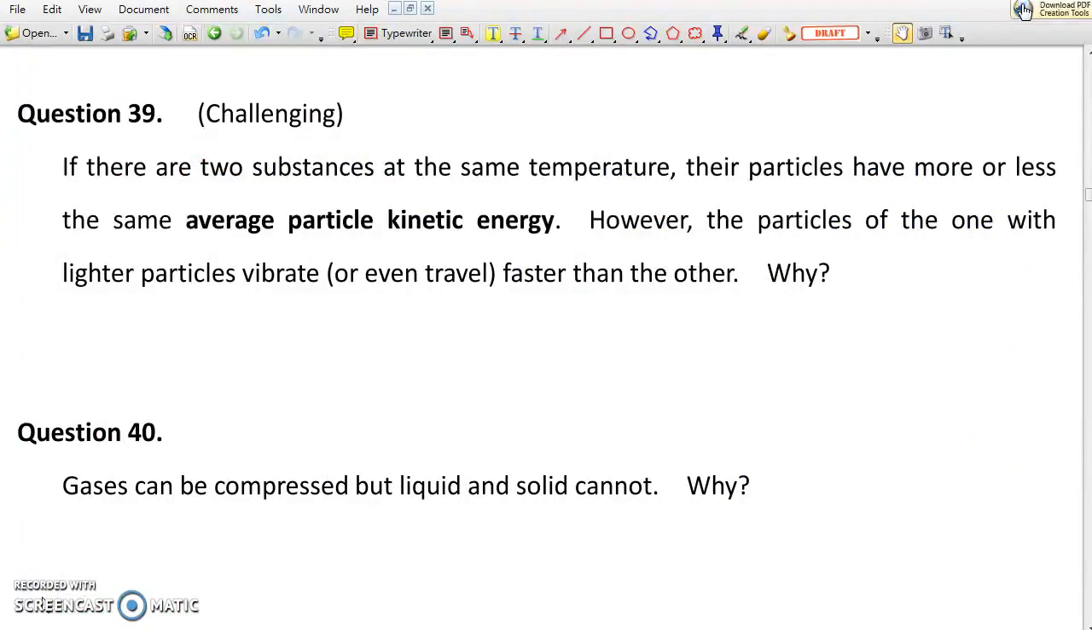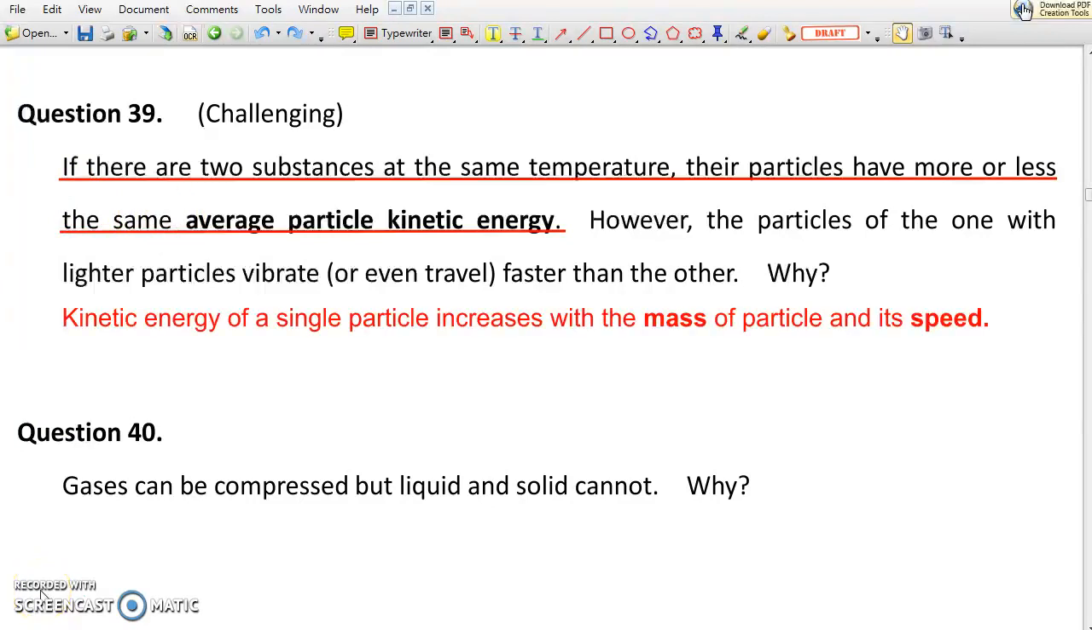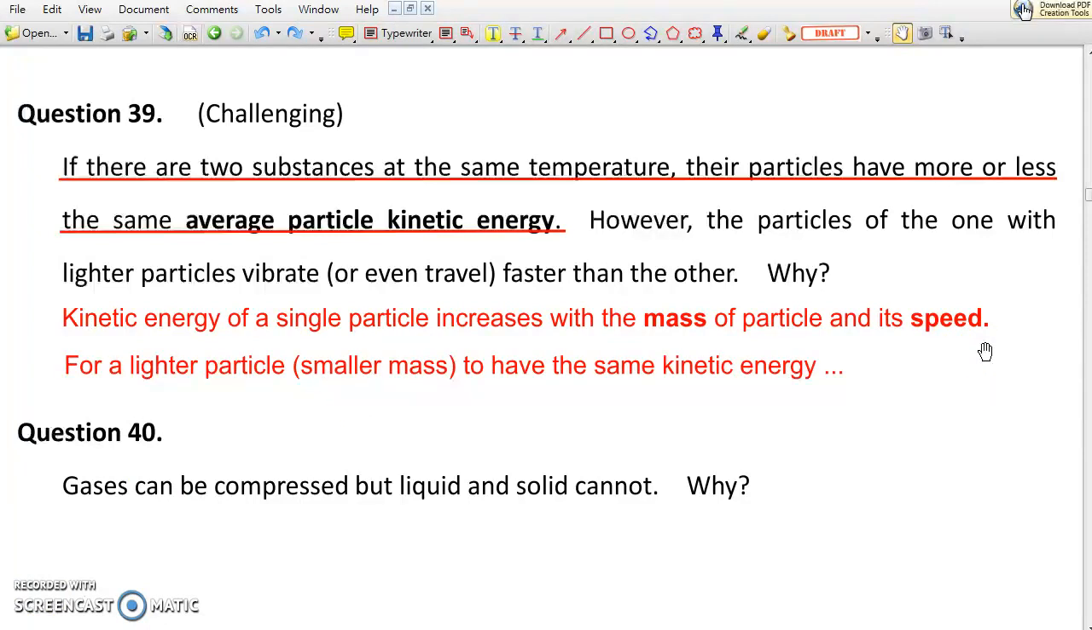Let's take a look at question 39, which is a bit challenging. First, note that when two objects have the same temperature, their particles have more or less the same average particle kinetic energy. And what does kinetic energy of a single particle depend on? Kinetic energy of a single particle increases with the mass of the particle and also its speed. And so, when one of the objects has a lighter particle that has a smaller mass, in order to have the same kinetic energy, the speed of that particle should be higher.